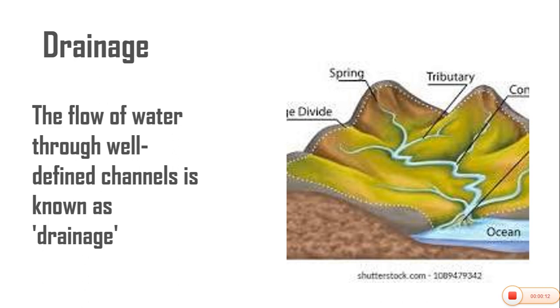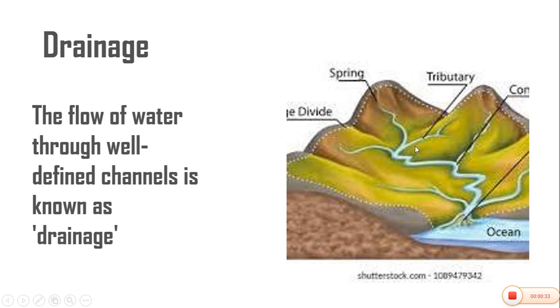Drainage is the flow of water through well-defined channels, as seen on the image on the screen. This is a channel, this is a spring, this is a tributary. This can also be another channel where water is draining.